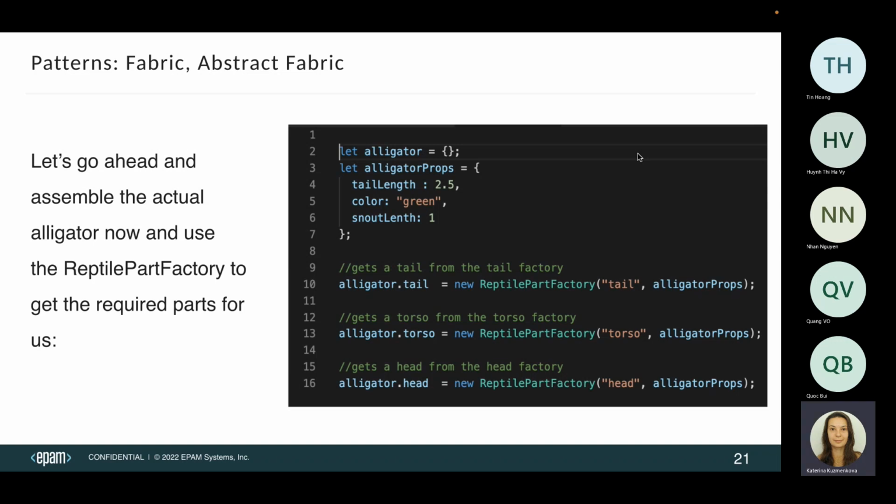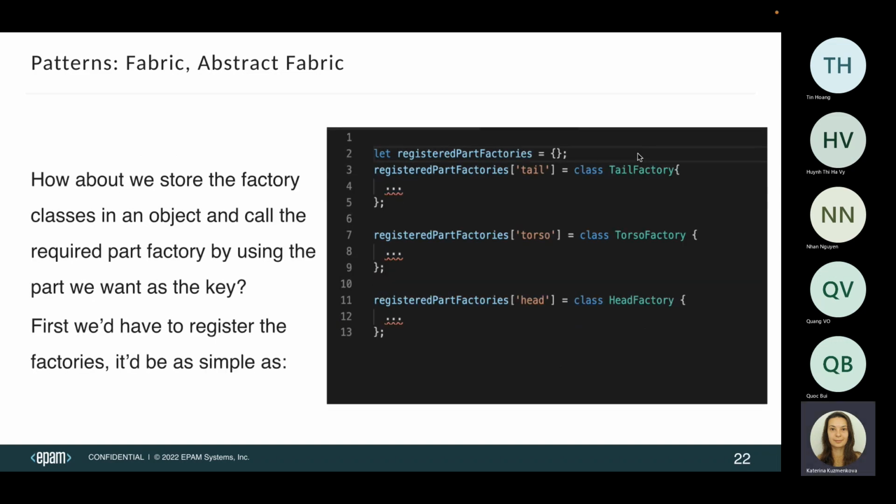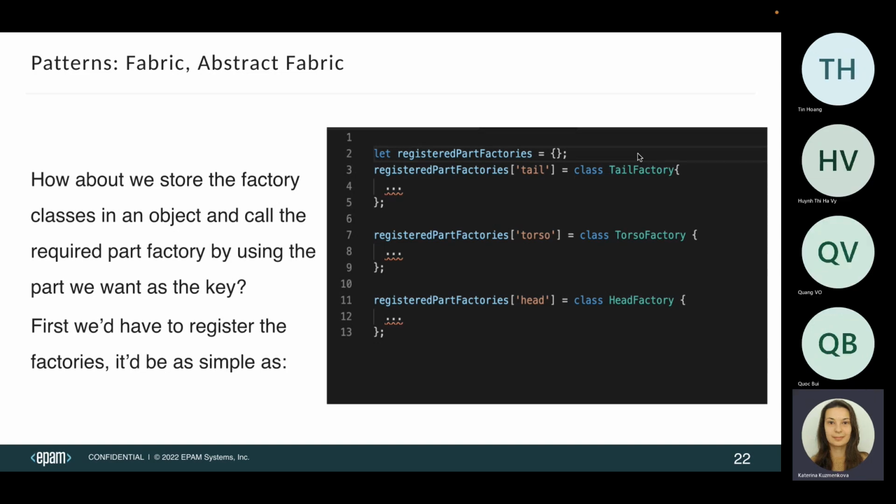So, for example, the alligator object has properties: tail length, color, and snout length. Depending on these, we create into the object alligator some additional parameters, which are tail, torso, and head, and these values come from the appropriate classes. How about we store the factory classes in an object and call the required part factory by using the part we want as the key.